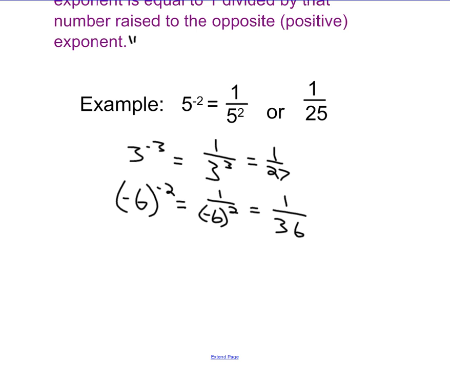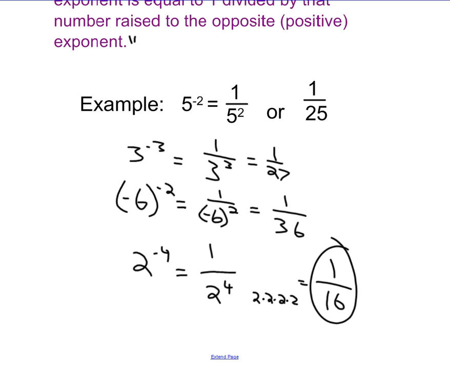What if you have 2 raised to the negative fourth power? Again, we're going to put it on the bottom. Put that 2 on the bottom to make it a positive 4 exponent. And we just put 1 on top since there was no other number. Which 2 to the fourth power is 2 times 2 times 2 times 2, which I believe is 16. All right. So that's the trick with negative exponents.